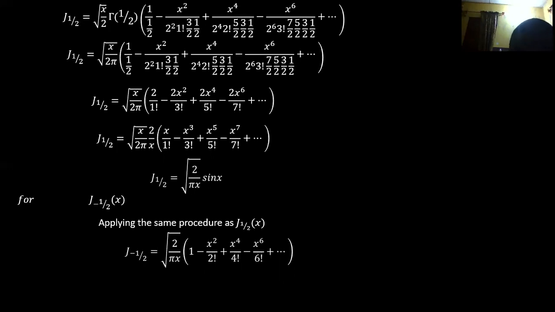And this series looks like what? Cosine, the Taylor series expansion of cosine. Then the Bessel function of minus 1/2 we now define as the square root of 2 divided by pi x, times cos x. Now let's look at some other important thing, which is the recursive relation of the Bessel function.